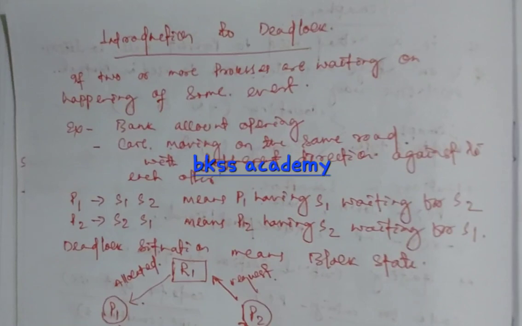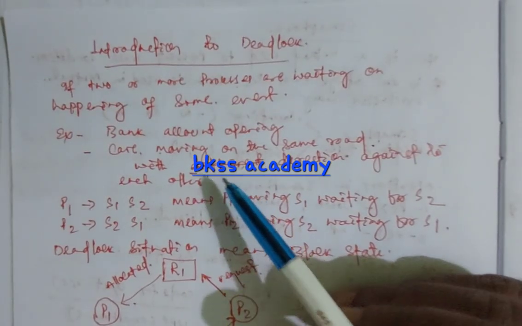Now we will discuss different kinds of deadlocks and the definition of deadlock. This topic is called Introduction to Deadlock. If two or more processes are waiting on some event to occur, the number of processes are waiting for the execution of that particular work.